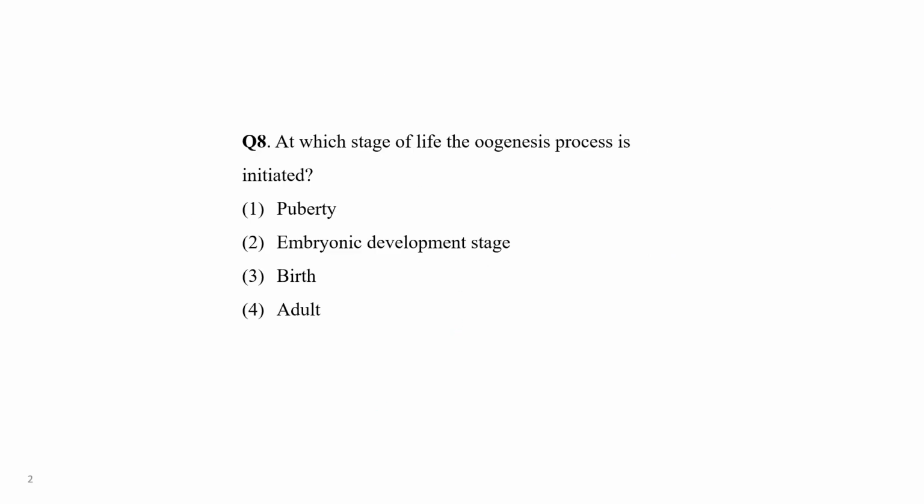Next, question number 8. At which stage of life is the oogenesis process initiated in the human female? At puberty, at the embryonic development stage, at birth, or in adulthood?